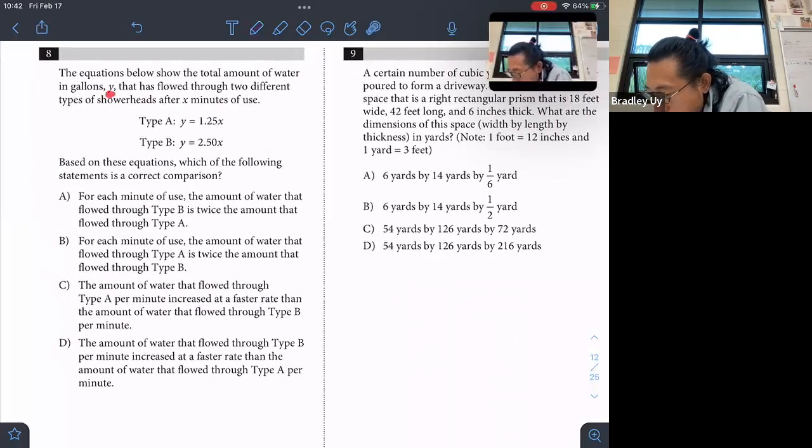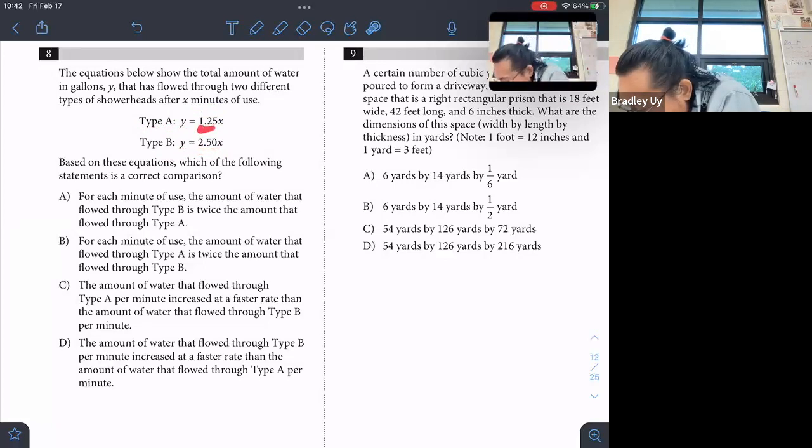Water in gallons used through two different types of shower heads after x minutes of use. So as x minutes are used for different shower heads, one uses this many gallons according to this model, and the other will have this many gallons according to this model. That's basically 2.5. This is the slope. Going back to the earlier section, this is the slope, and that should be gallons per minute. Because x is minutes of use. So with every minute, to calculate the number of total gallons, you have to multiply by the rate.